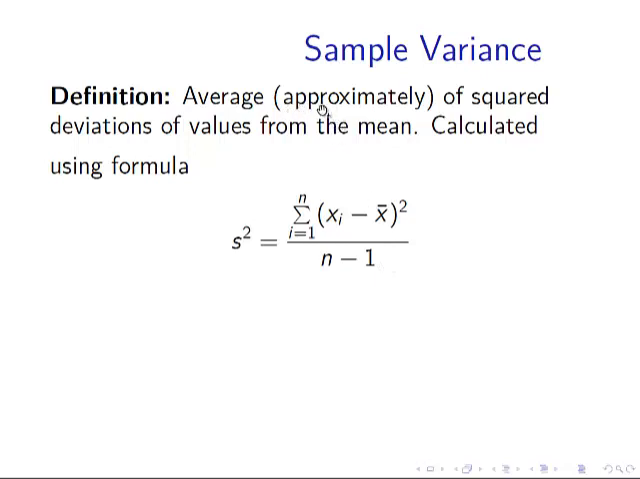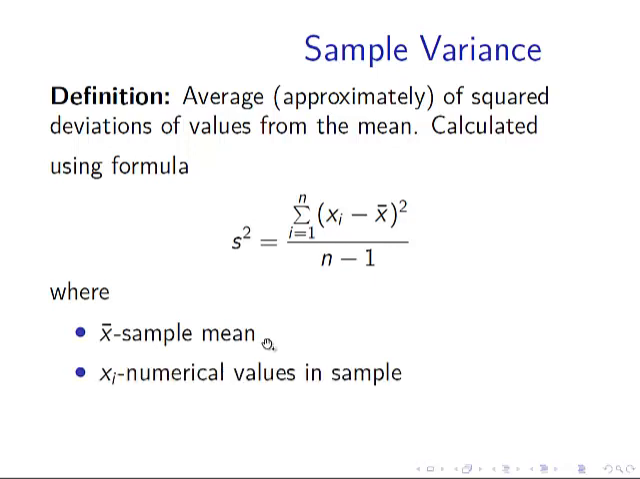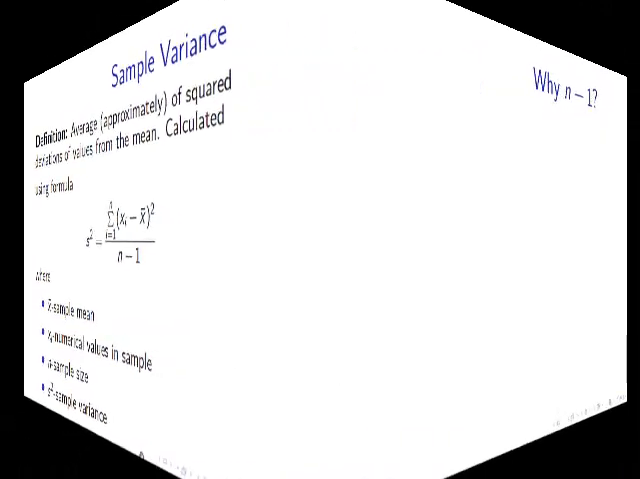They say here average approximately of squared deviations, because in the denominator instead of n we have n minus 1 for sample variance. Okay, this is the formula for calculating sample variance, where x bar is the sample mean, xi are the numerical values in the sample, n is the sample size, and s squared represents the sample variance.